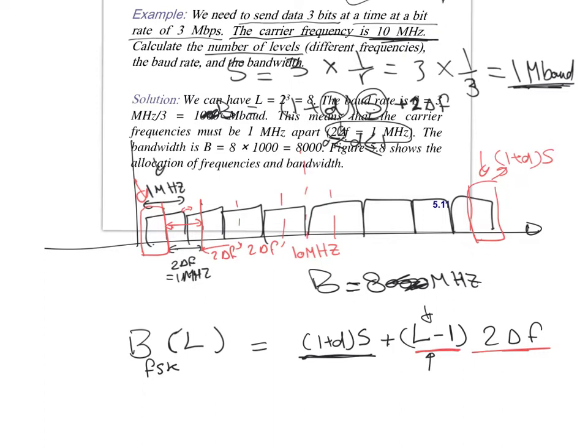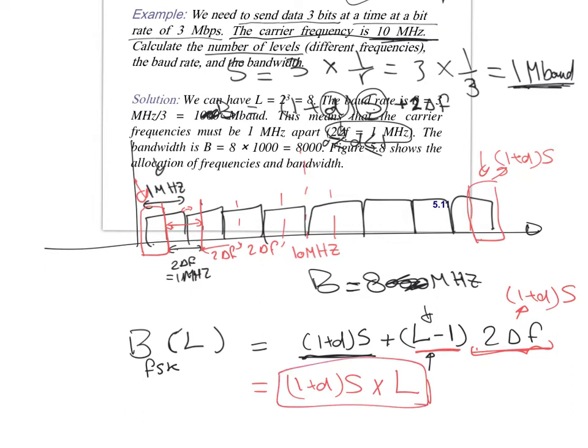The value for this particular example is 1 megahertz. In general, it is 1 plus d times s. So the minimum value for 2 delta f is 1 plus d times s, which means that the minimum value for the bandwidth is actually 1 plus d times s times l. This is the minimum.